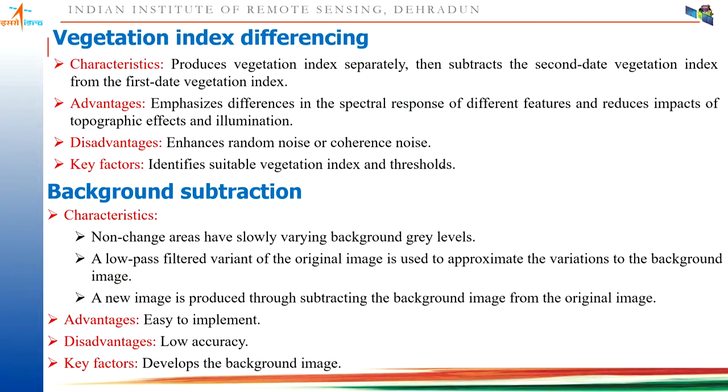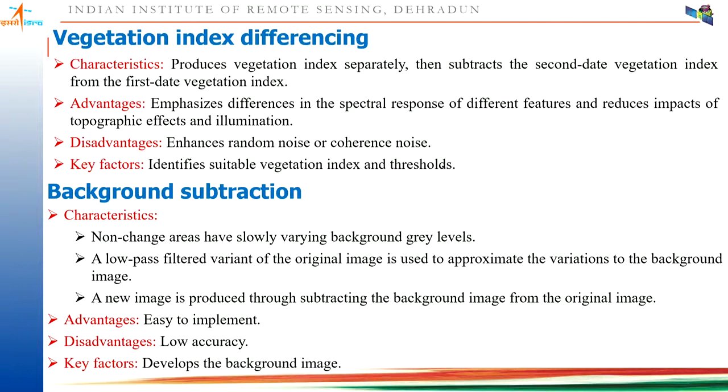Then another algebra based method is background subtraction. In background subtraction, non-change areas have slowly varying background gray levels. So a low pass filtered variant of the original image is used to approximate the variation of the background image. A new image is produced by subtracting the background image from the original image, so background information is removed.